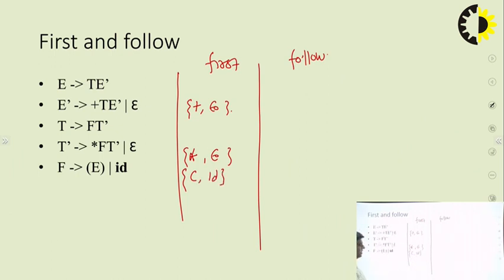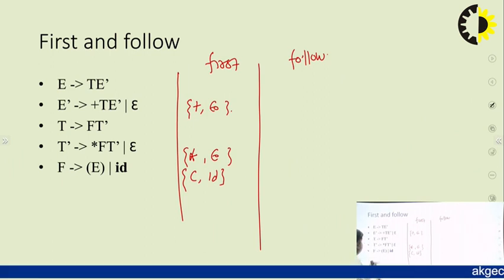Then we compute the first of F, first of T dash, first of T and first of E dash, and remaining we compute the first of T dash. We already computed the first of T dash. Then what is the first of T? The first of T is equal to the first of F, and first of F I have already computed, that is the open bracket and ID.